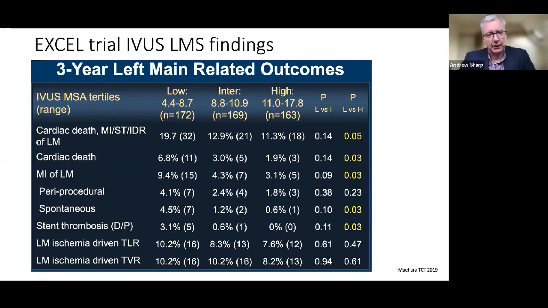So in EXCEL, the 3-year outcomes were dependent upon the area achieved in the left main. If you're only able to achieve between 4 and 9, your primary endpoint rate was 19%. If you were 9 to 11, it was 12%. And if you were above 11, it was 11%. So we had substantial and graded reductions in event rates the bigger you got your left main stent minimum area. So you can see 11 was what they aimed for.